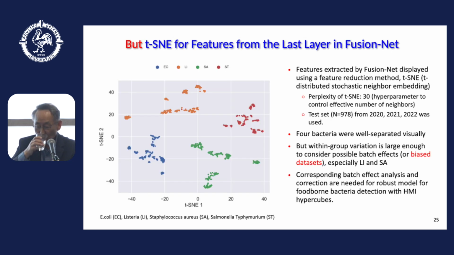However, when you look at the internal data in a little more detail, there is still variability. This data was collected over 3 years, 2020, 21, 22. Even though we got good classification separating different species, there is some variability depending on when we collect the data. So this is the most challenging part. We have to develop a more robust model.